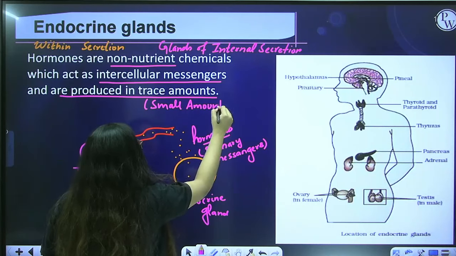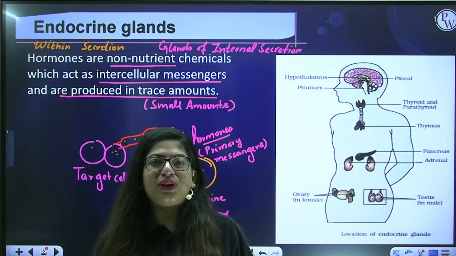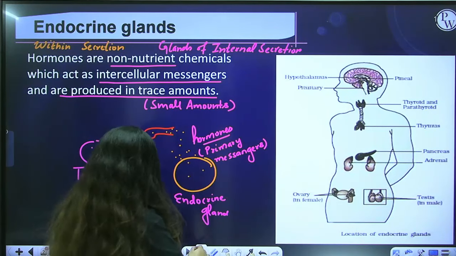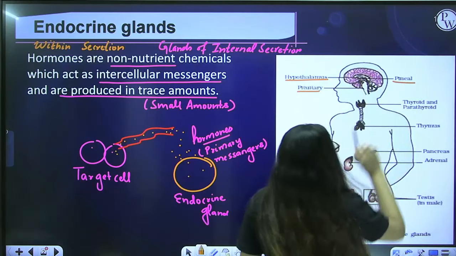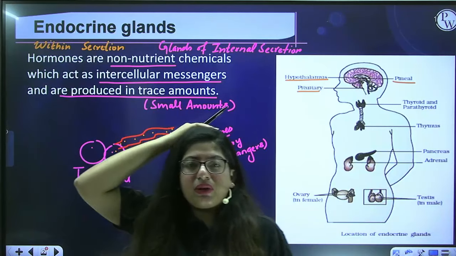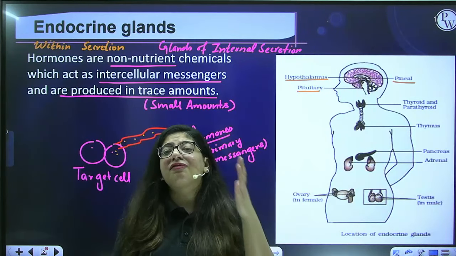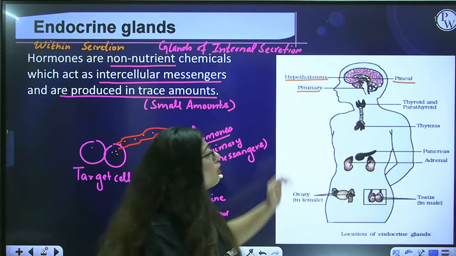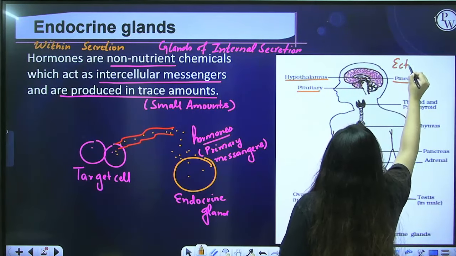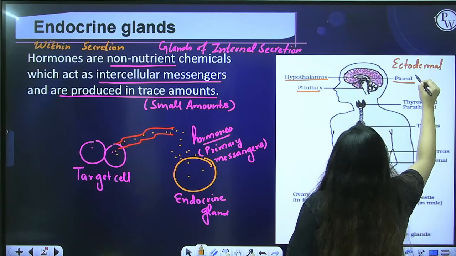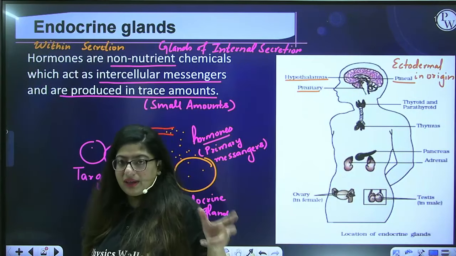Now, what is its function? We'll talk about that shortly. But before that, what are the various endocrine glands in your body? Let's have a look. As you can see here, first in the brain we have the hypothalamus, pituitary and pineal gland. These three glands are present in the brain. Because they are part of the brain, which is a very important structure of nervous tissue, all these three glands will be ectodermal in origin. Whatsoever glands you have in the brain, they are ectodermal in origin, right?